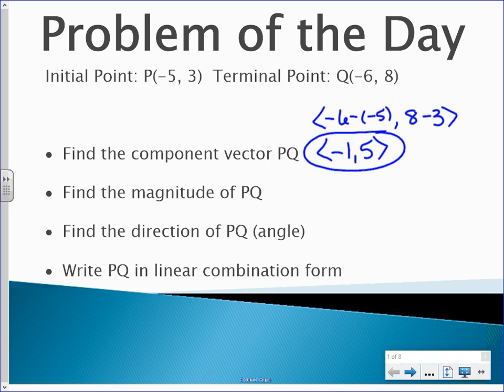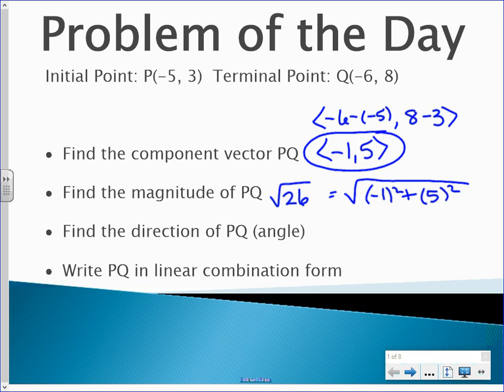Okay, the magnitude of PQ. Keegan, what did you get there? And how do you get radical 26? That's the a squared plus b squared. Good. The radical. Good. So vertical component squared plus horizontal component squared all under the radical. It's like the Pythagorean theorem, right?